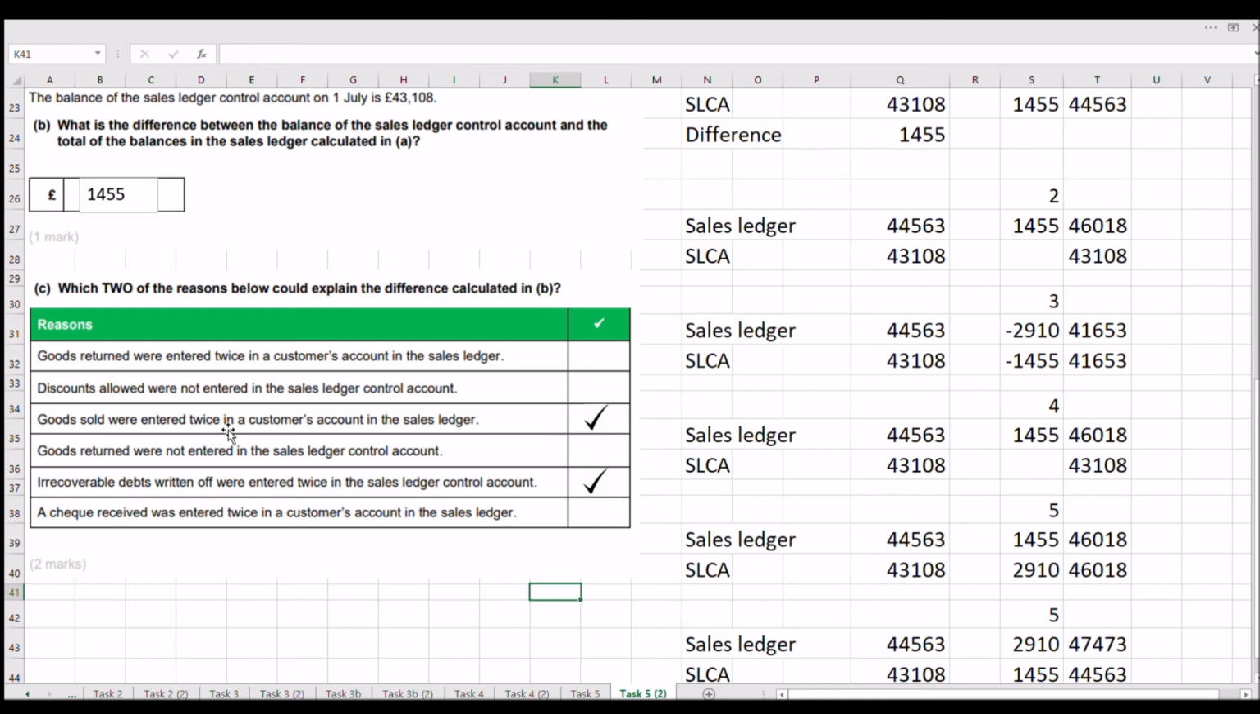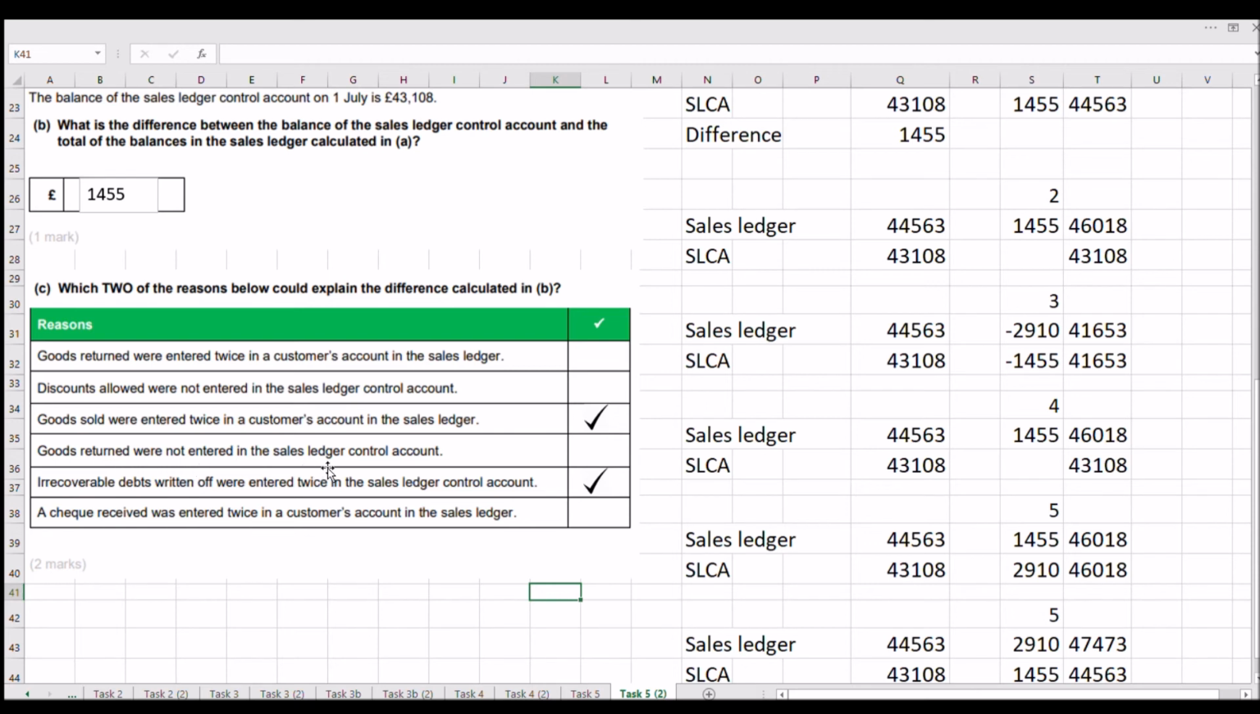Goods sold were entered twice in the customer's account. So we went debit the sales ledger twice and credit the sales ledger control once. We're going to reverse it out by crediting: credit the sales ledger twice and credit the sales ledger control account once. And you can see that once we reverse that out, it's the same. So this one is one of them, number 3.